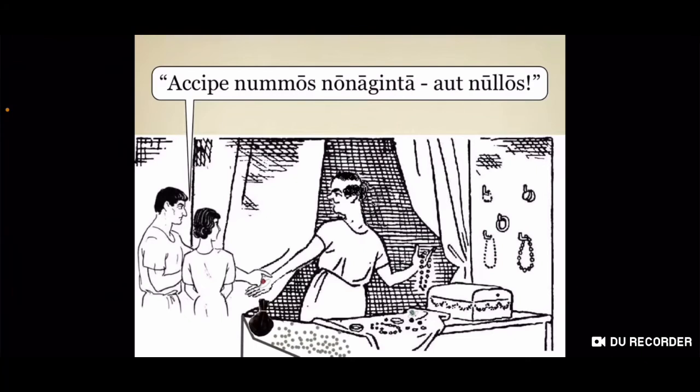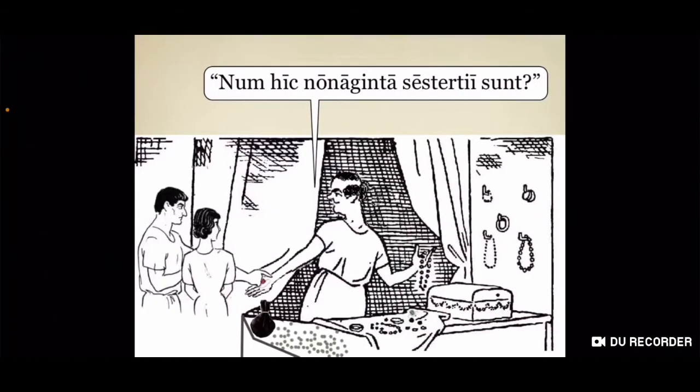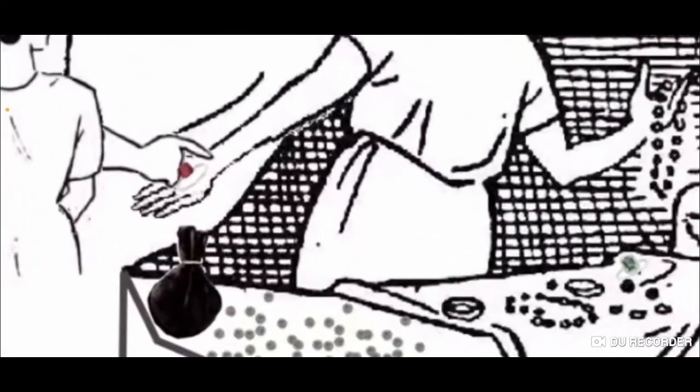Accipe numos non negenta aut nullos. Take, accipe, receive or take. Take 90 coins or nothing, said Medus. Num hic non negenta sestertii sunt? Here is 90 sestertii, is it not? And I guess he's talking about what he got on the table.